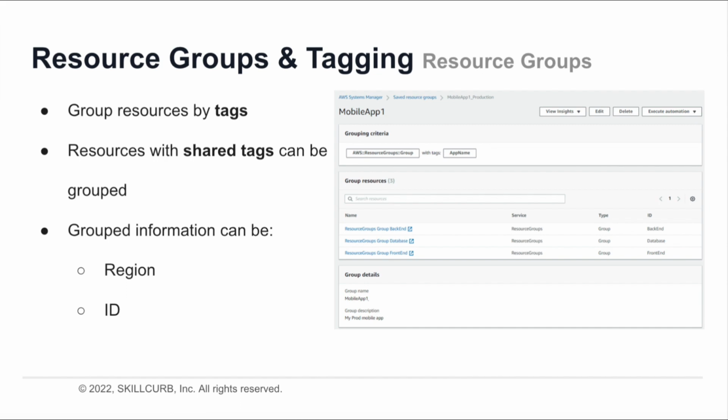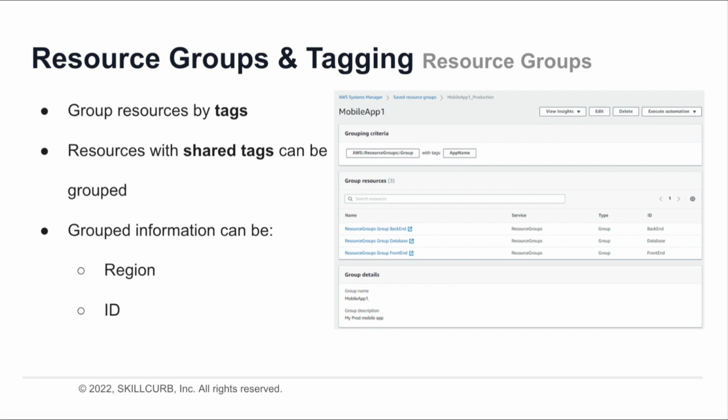Now let's take a look at resource groups. Resource groups just make it easy to group your resources together via their assigned tags. Resources that share tags can be grouped together. Resource groups contain basic information such as the name, region, department, or ID, etc. Using resource groups, you can apply automation to resources tagged with specific tags. For example, we can stop all the EC2 instances in California using a resource group.